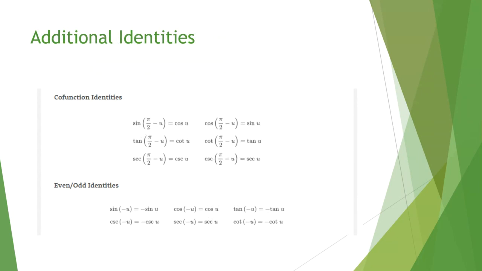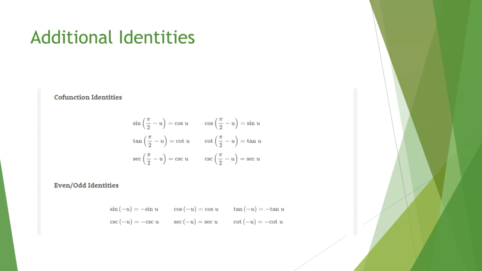Co-function identities, these are basically the same as the shifts that we saw, the complements yesterday. Those were in reference to 90 degrees. 90 degrees is the same as pi over 2. So these are just the same thing, just written differently.